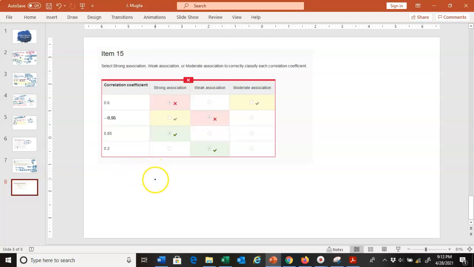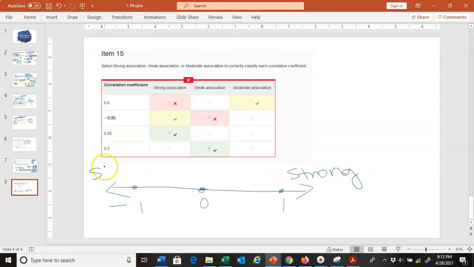And the last one, select strong, weak, or moderate. When we looked at the r value, the correlation coefficient, we looked at a number line between 0 and 1 and then -1. The closer you are to 1 or -1, the stronger you are. The closer to 0, the weaker. If it's closer to 1, that's a strong positive. Closer to -1, that's a strong negative association.